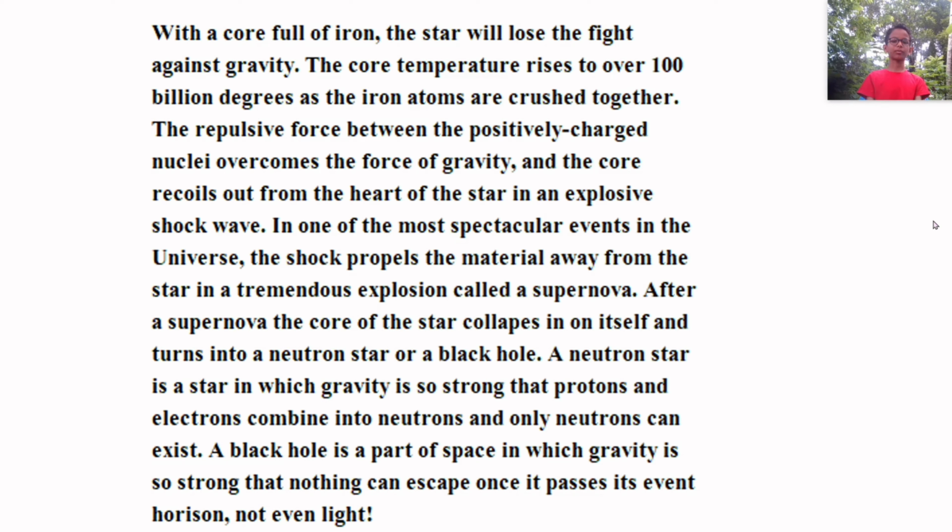the core of the star collapses in on itself and turns into a neutron star or a black hole. A neutron star is a star in which gravity is so strong that protons and electrons combine into neutrons and only neutrons can exist. A black hole is a part of space in which gravity is so strong that nothing can escape once it passes its event horizon, not even light.